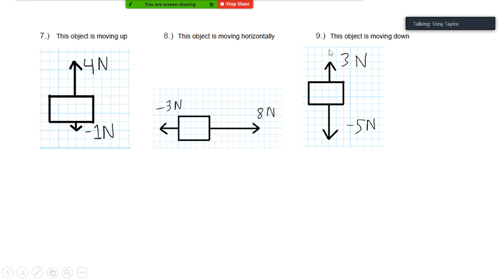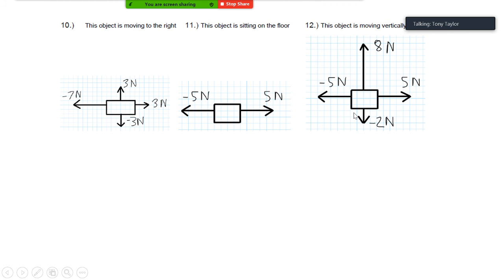Okay. What about this right here? This object is moving down. It's moving in the negative direction. But notice it's also moving in the direction of the dominant force. So here this object is speeding up while moving in the negative direction. Again, guys, I'm just giving you guys various situations here.